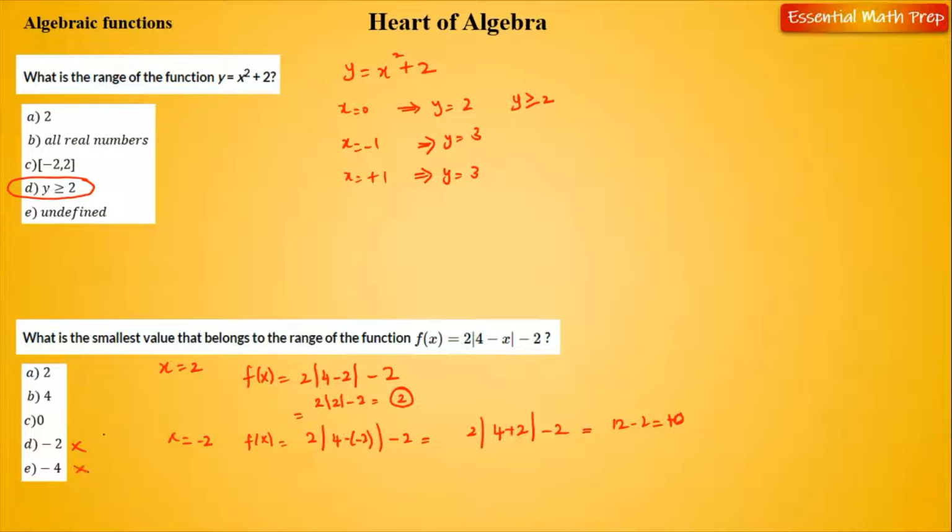So we can reject these two. We've already done 2. Let's do 0. So x equals 0 implies 2 times 4 minus 2 is 8 minus 2 is 6. So that's another positive number. Won't work. So let's do x equals 4. So that's 2 times 4 minus 4 minus 2 is 0 minus 2 equals -2. So that's the smallest value we have so far for this range of x values. So the correct answer is 4.